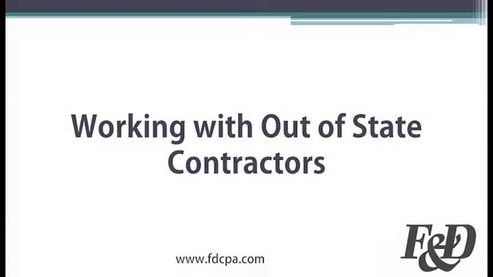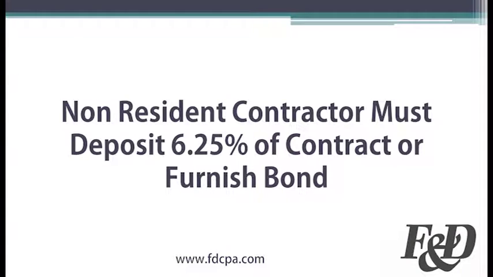One of the other aspects of the Galluzzo case that I did not focus on before was that this company was based out of New Hampshire, and as such, they were not paying sales tax on anything up front. Massachusetts tries to protect themselves from out-of-state contractors because it would not be overly difficult for an out-of-state contractor to circumvent the sales and use tax requirement. What they require is that a non-resident contractor must deposit 6.25% of the total contract price with the Department of Revenue or furnish a guaranteed bond to secure payment.